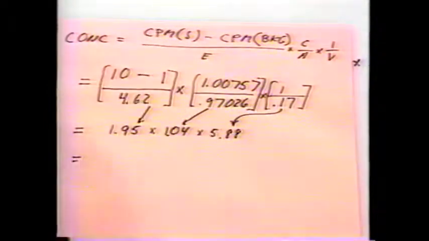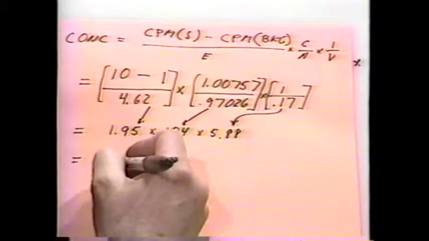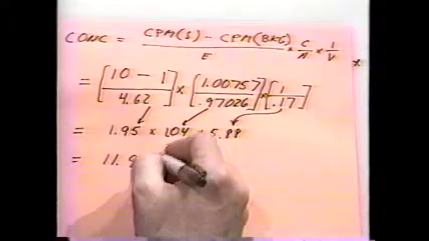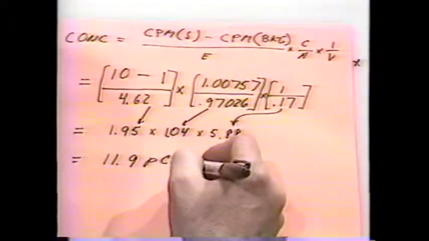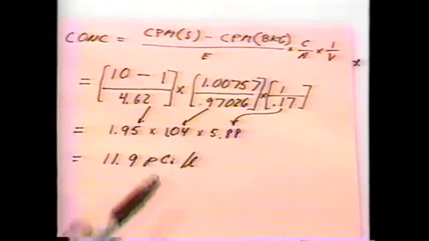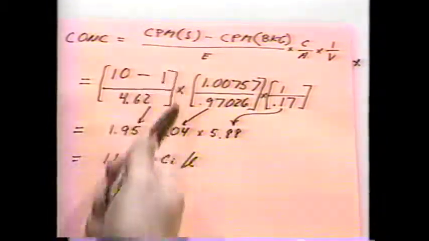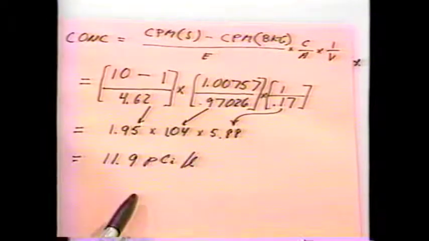And now if I multiply those three, I get 11.9 picocuries per liter. And so the calculation, as you can see here, we've done in a matter of 2 or 3 minutes. It's not particularly long.